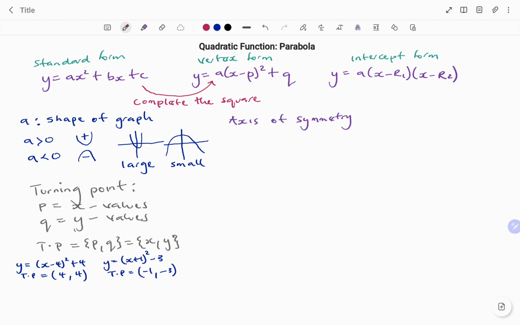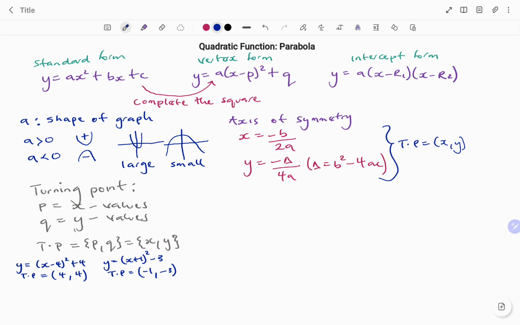The next term, the axis of symmetry, which is closely related to my turning point. Using the standard form to find the axis of symmetry, I have x equal to minus b over 2a, while the y is minus delta over 4a. From our quadratic formula, the value of delta is b squared minus 4ac. This will give us the value of our turning point, that is the coordinates x and y.